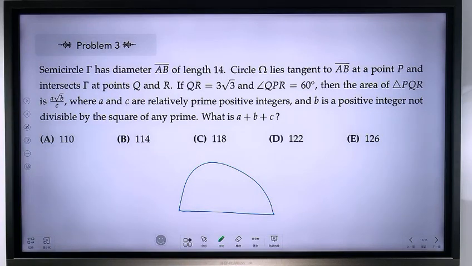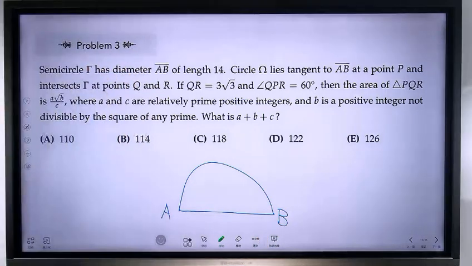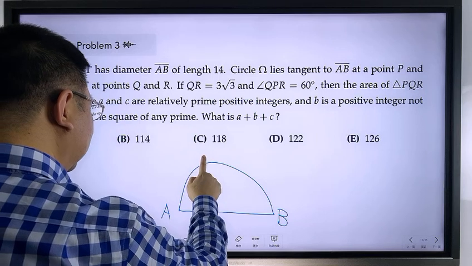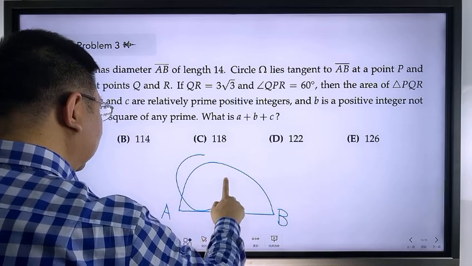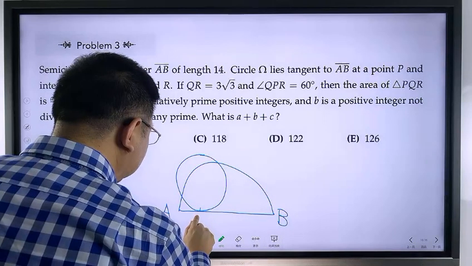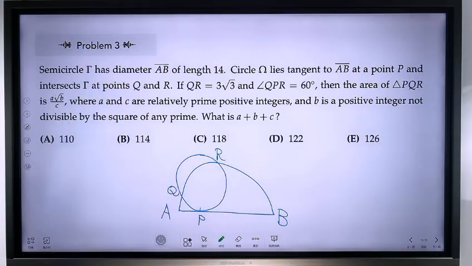And then they say there's another full circle that lies tangent to AB at a point P, and intersects the semicircle at 2 points Q and R. Okay, so at 2 points Q and R. So what I can do is, maybe I draw something like that. All right. And then this is P, this is Q, this is R, right? Okay. And QR equals 3 square root of 3.